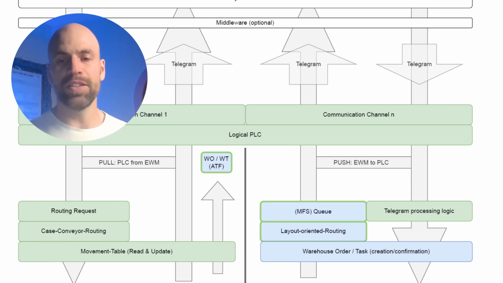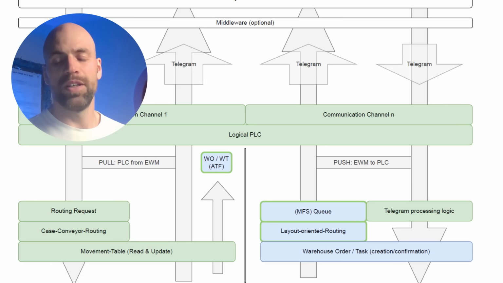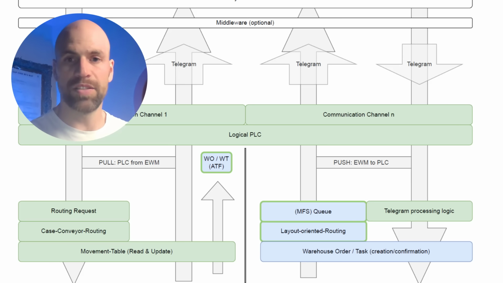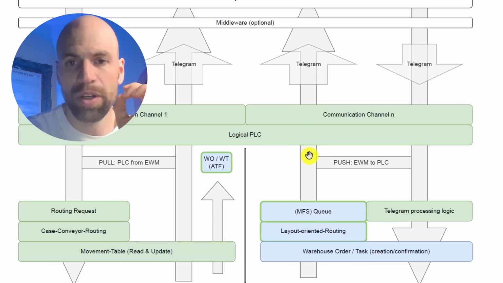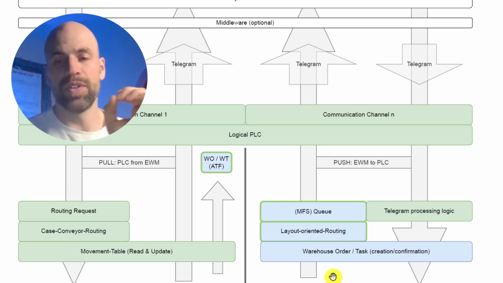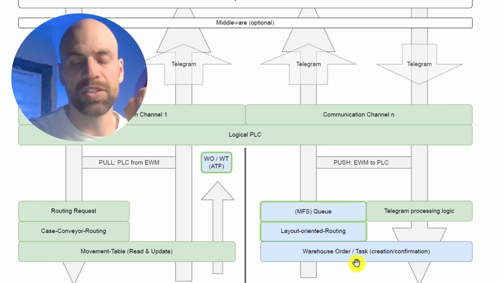So our starting situation is one where the first or the next telegram for the next destination is to be sent. And with the layout-oriented routing, the starting point is always a warehouse task. So the starting point of our outgoing arrow, from the EWM perspective, is always a warehouse task. There is no telegram to move an object from A to B without a warehouse task if we are going for layout-oriented routing. And the task is created.